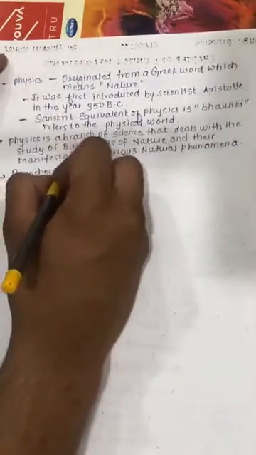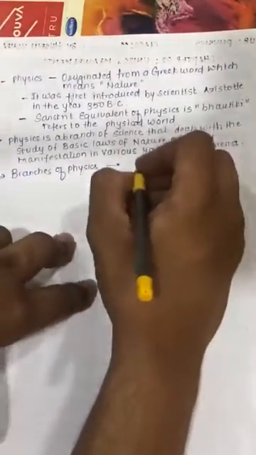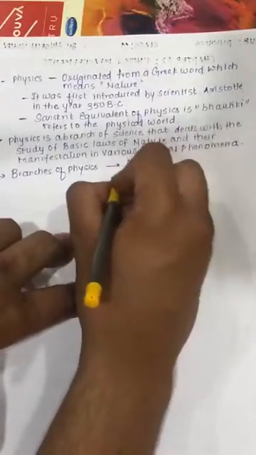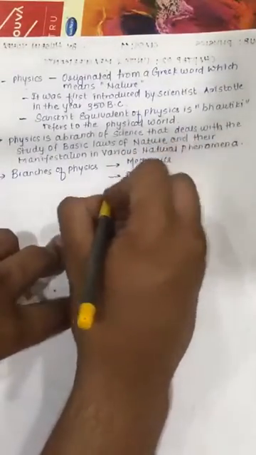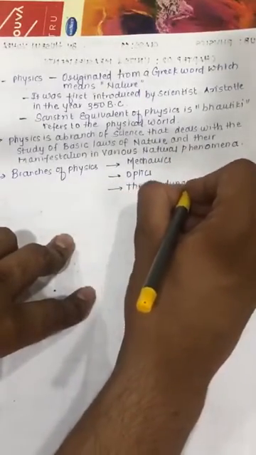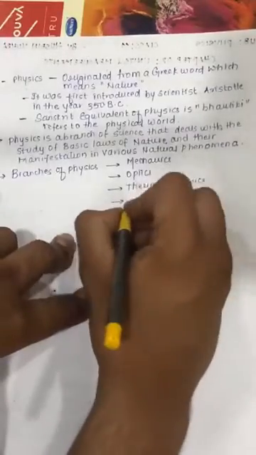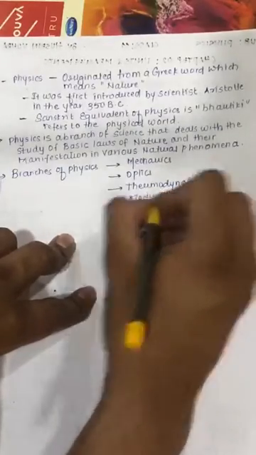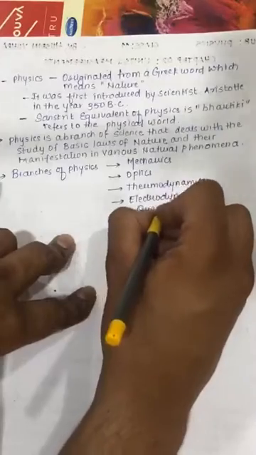There are various branches of physics. I'm not going to discuss every branch of physics in detail. That we'll see later on. That we are going to study in detail in chapter 1. But let me give you the overview of branches of physics. The very first, that is mechanics. Second, optics. Thermodynamics. We are having a chapter for this. Electrodynamics. Quantum mechanics.